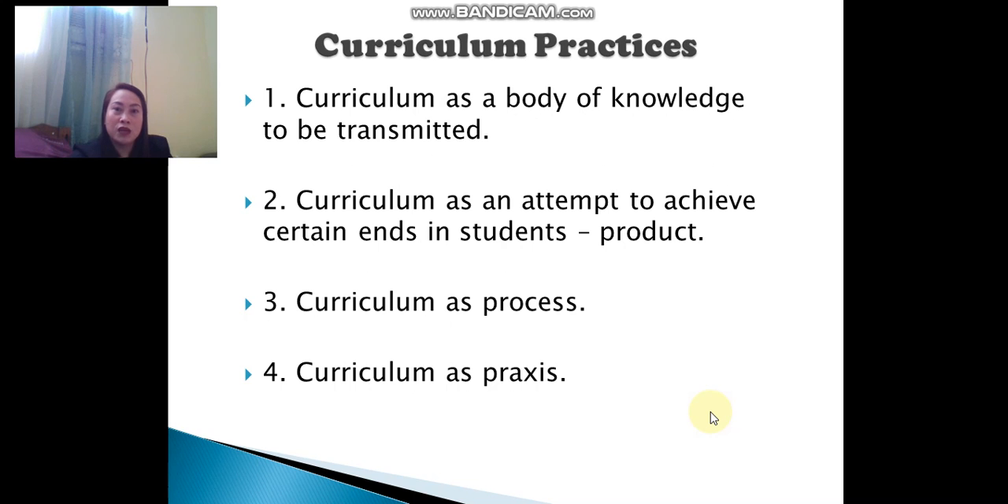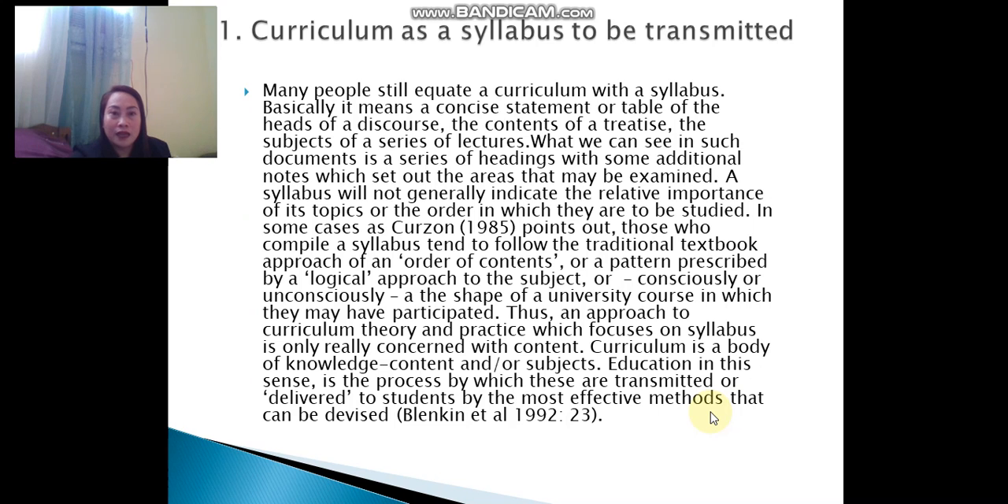So let's go to the curriculum practices. We have 4: curriculum as a body of knowledge to be transmitted; curriculum as an attempt to achieve certain ends in the student's product; third, curriculum as a process; and curriculum as praxis. Okay, let's go with curriculum as a syllabus to be transmitted.